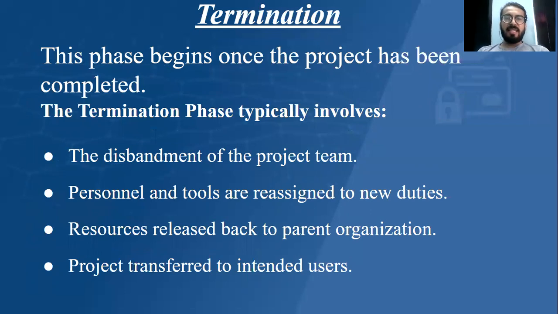Now, the final stage of a project life cycle is the termination. This phase begins once the project has been completed. The termination phase typically involves the disbandment of the project team. Here comes the time where the project team, which was decided to bring the outcome of the project, gets dissolved. Personnel and tools are reassigned to new duties. Resources are released back to the parent organization.